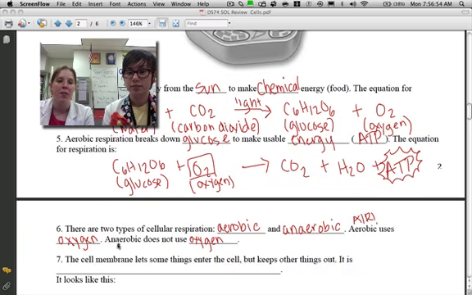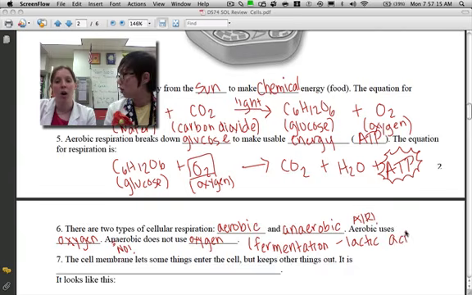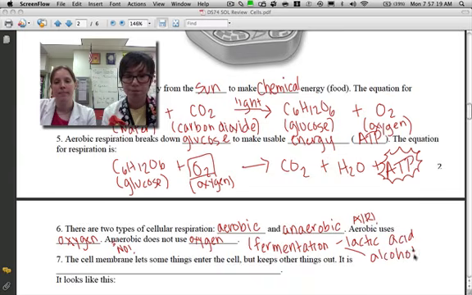Anaerobic, on the other hand, does not use oxygen. And you can remember that the N in anaerobic is for no. There is no oxygen. And just so you guys know, sometimes on the SOL, instead of referring to it as anaerobic, it might also be referred to as fermentation, which means the same thing. And it could be lactic acid fermentation, which is that burning that you feel in your muscles when you start to run out of energy, or it could be alcohol fermentation, which is what's used to make things like wines and beers.